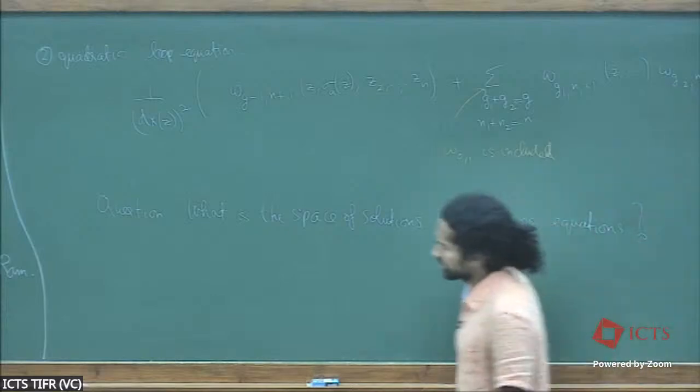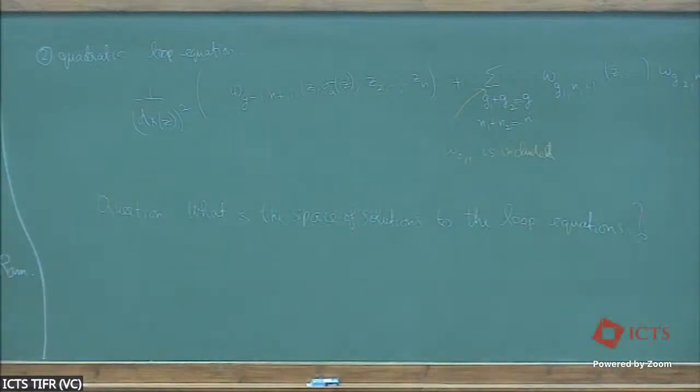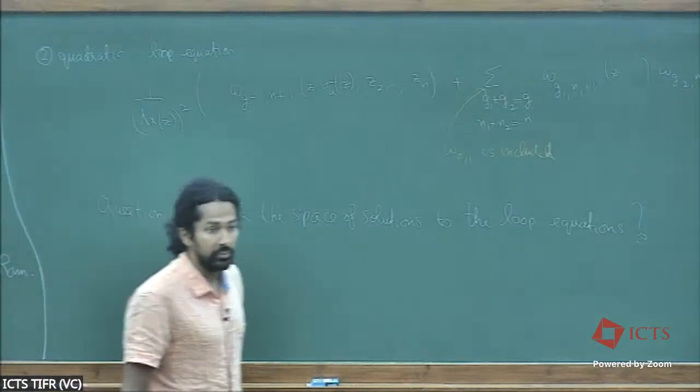Oh, maybe I should say that I'm not assuming that these omega gns are defined by topological recursion yet. I'm just giving some constraints on what these omega gns should satisfy, and I'm asking what is the space of solutions to this kind of set of equations?